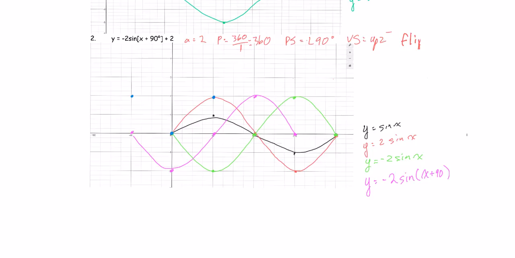third point, up 2 for this point here, and up 2 for this point here. And our equation is y is equal to negative 2 sine of x plus 90 plus 2. So when we graph, we have something that looks like this.